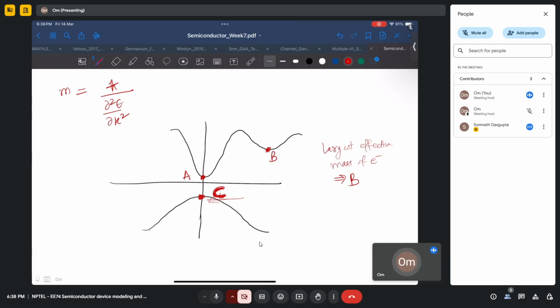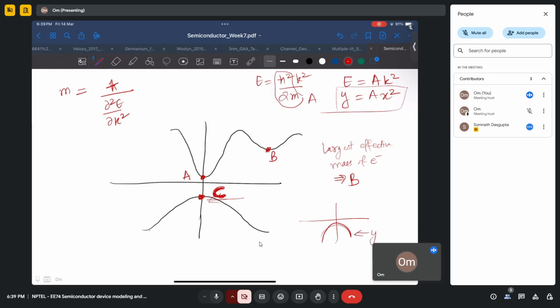So this you can understand using this also. E equals h cross square k square by 2m. Let me consider this whole thing as one constant a. So E equals a times k square. This is similar to y equals a x square, a parabola equation. Now when a is negative, then only you can have a parabola like this. Y equals minus, let's say, 5 x square or something like that. So it has to be negative for the parabola to be like this.